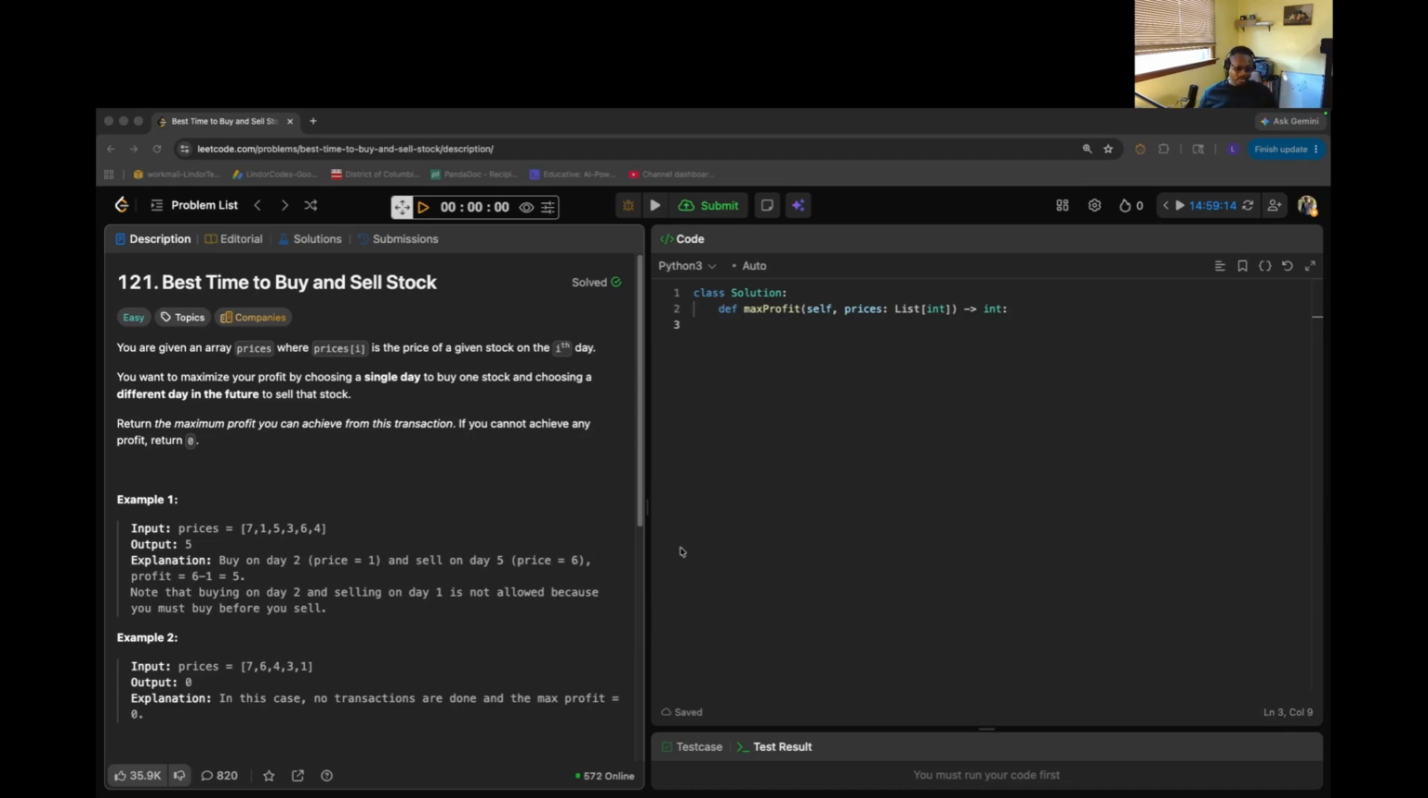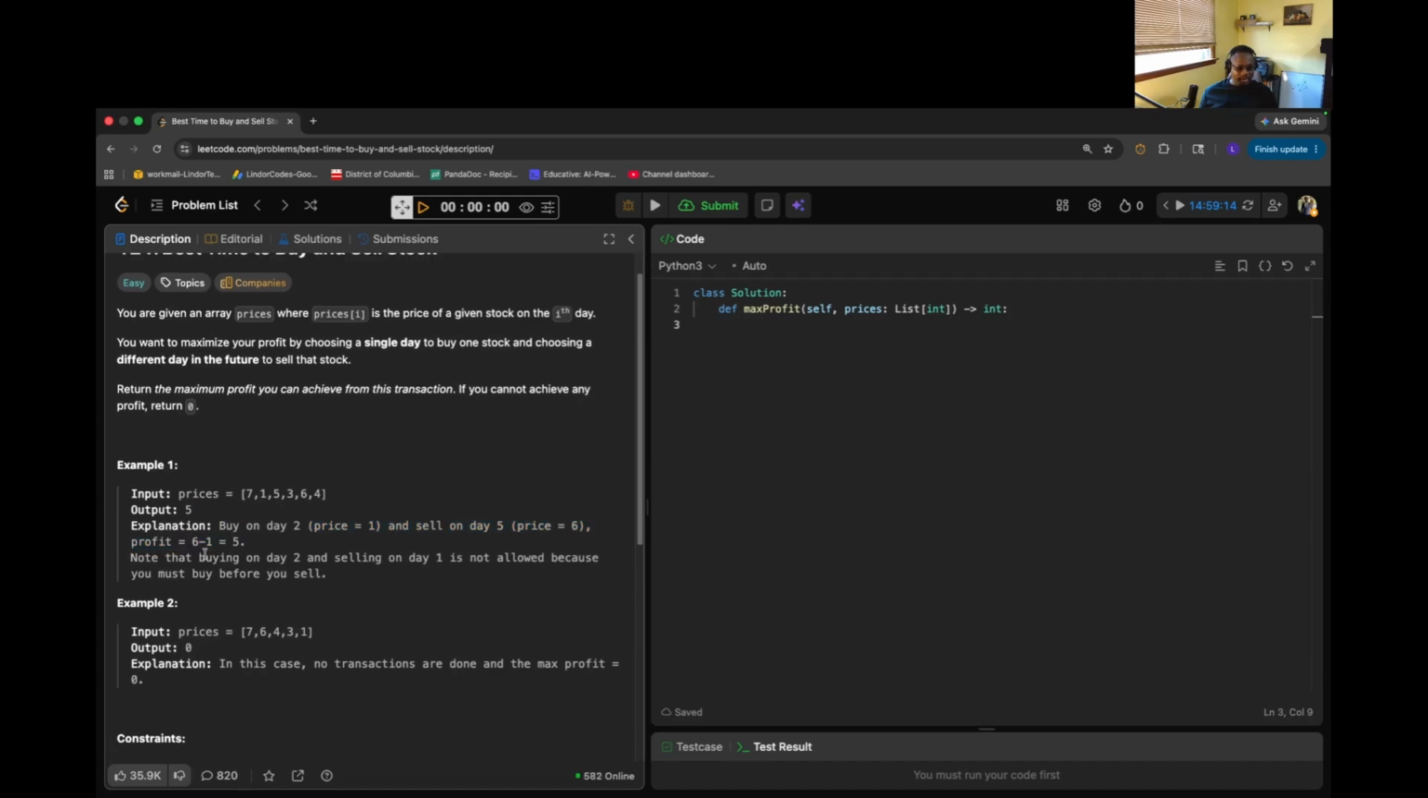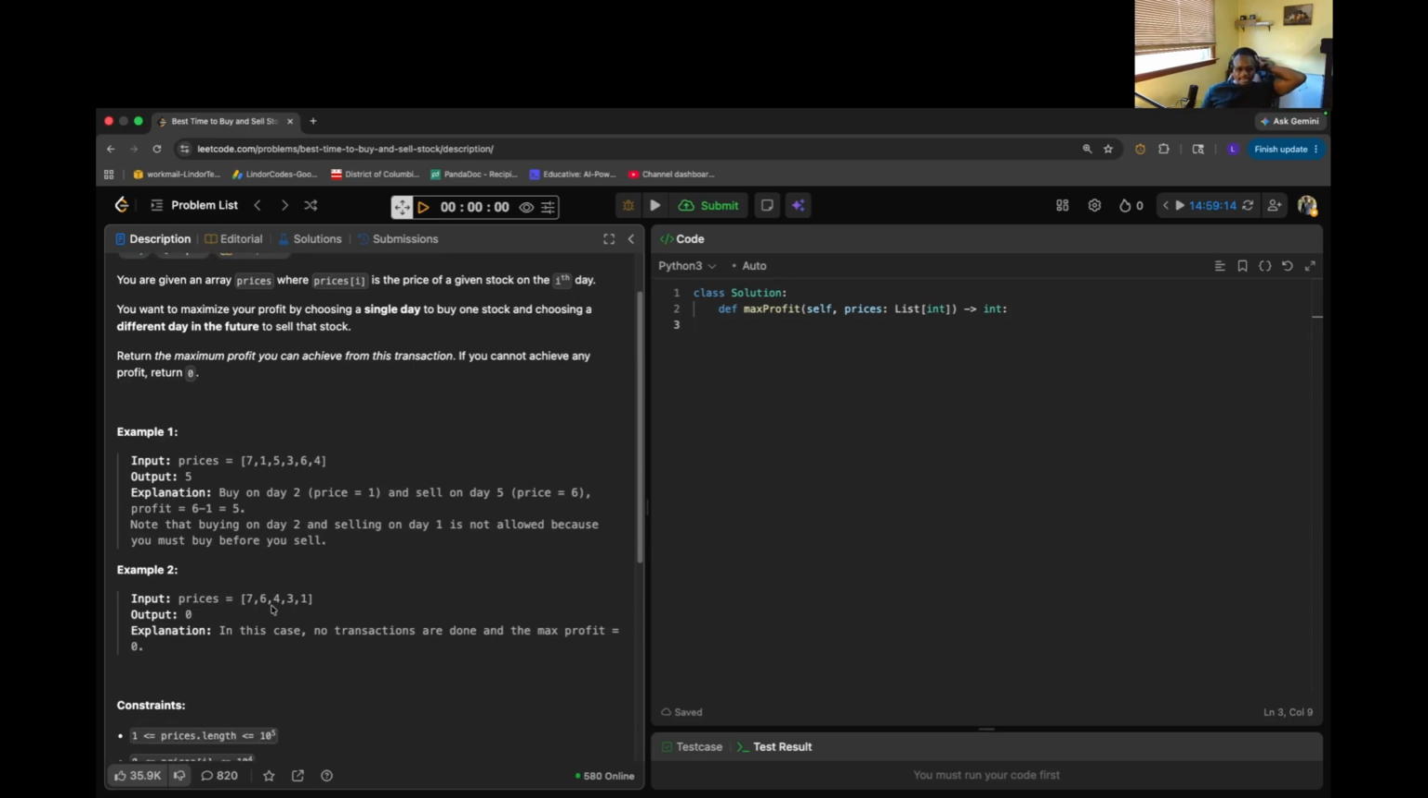All right, so example 1 has prices where day 1 we have 7, day 2 we have 1, 5. So it looks like if we buy at day 2 and we sell at day 5, we'll get a profit of 5, which it says right here, okay? And note that buying on day 2 and selling on day 1 is not allowed because you must buy before you sell. That makes sense, right? And then example 2, it looks like the max profit will always be 0 because there's no gain here, right?